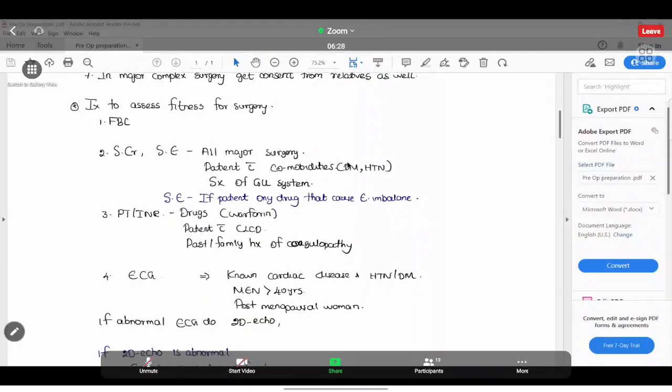So these are the set of investigations. There are a lot of investigations. No need to mention all of them in the long case, or write all the investigations in the SEQ. We have to specifically know the indication for writing each investigation.